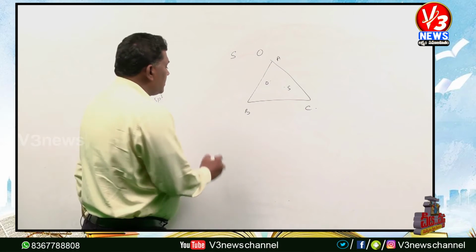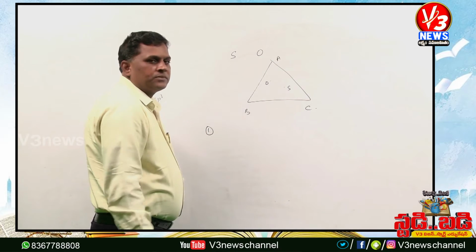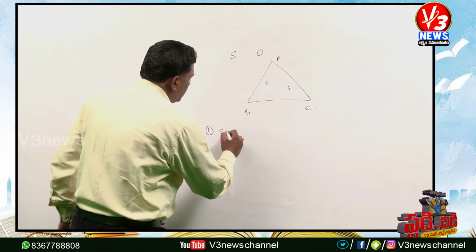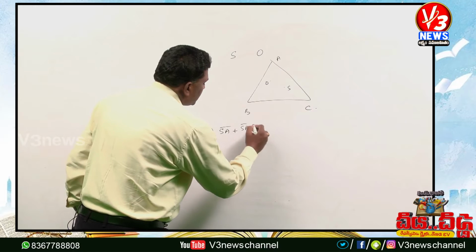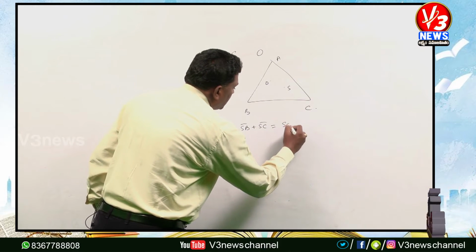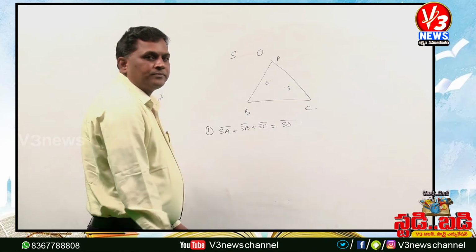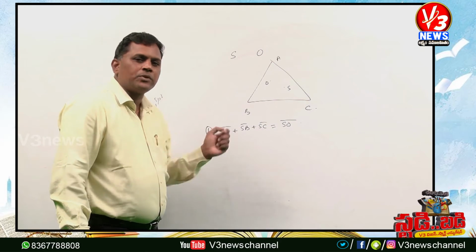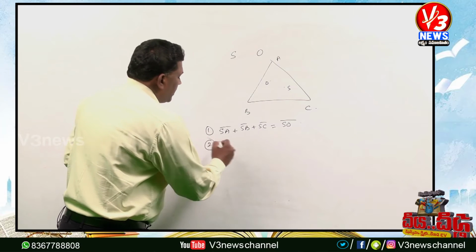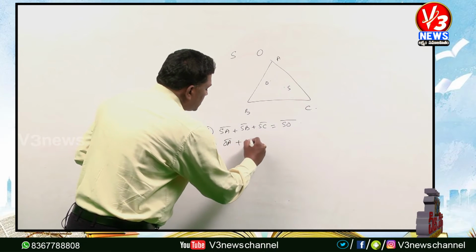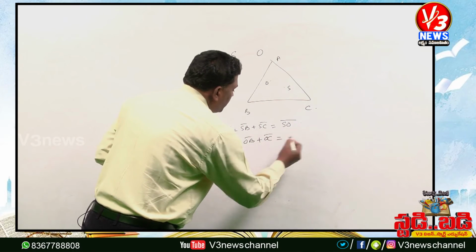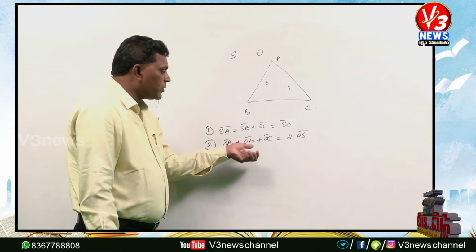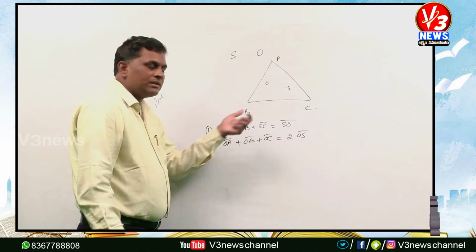Then we have to show that so many results can be tested based on this. One is SA bar plus SB bar plus SC bar equals SO bar. Did you recollect this problem or not? It is one of the standard problems we have. And next, OA bar plus OB bar plus OC bar equals twice OS bar. This is also a very important problem that can be tested here.